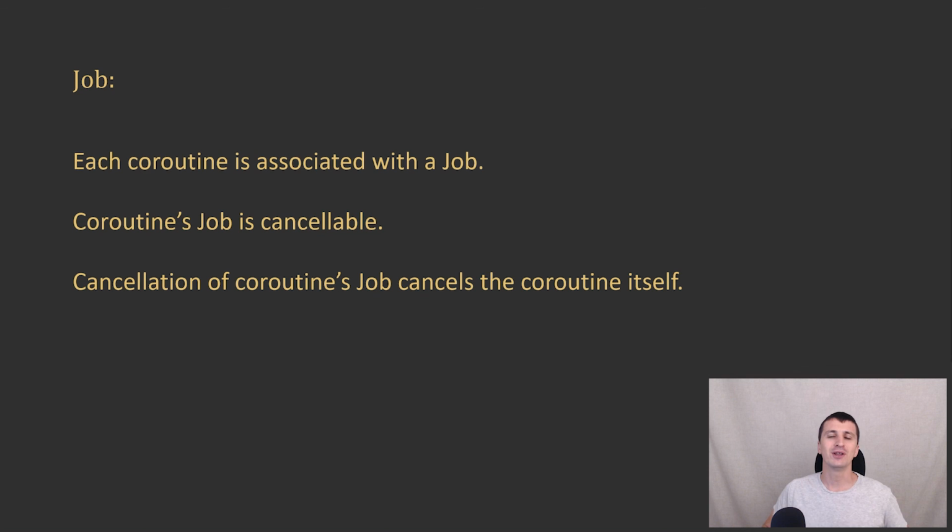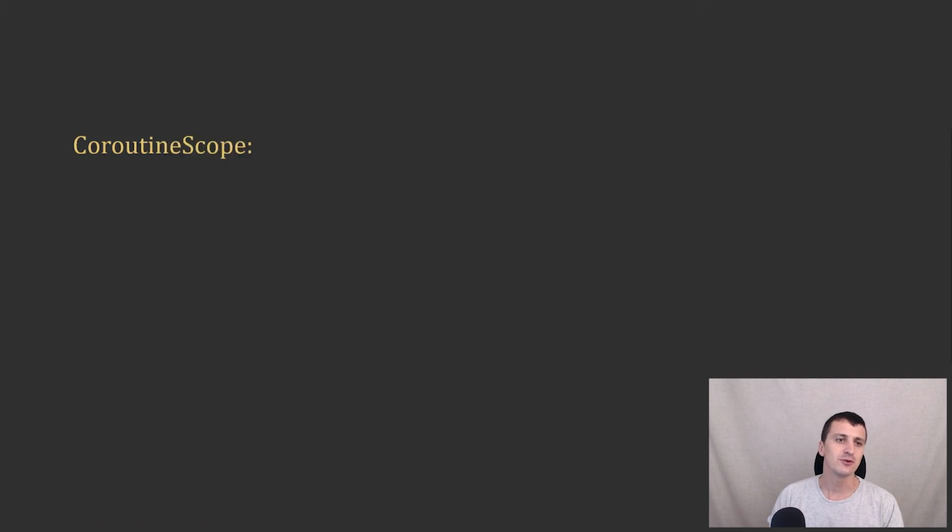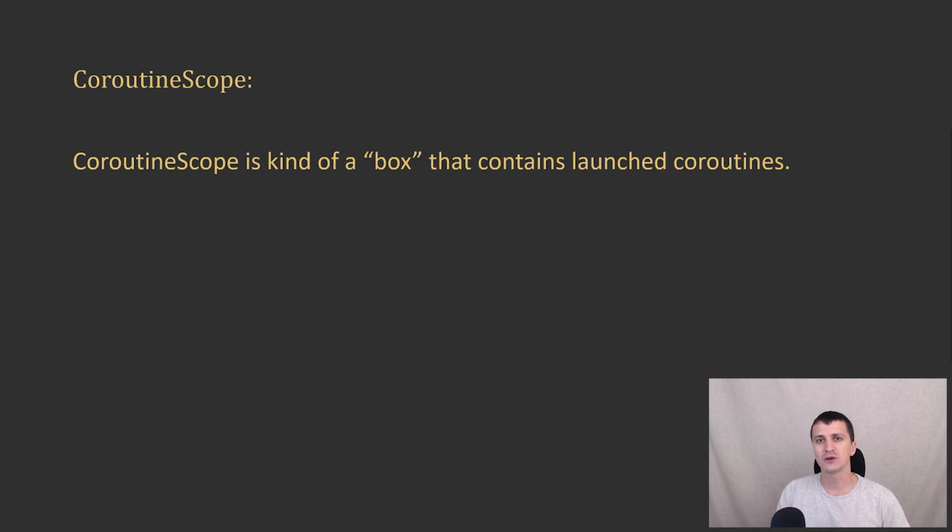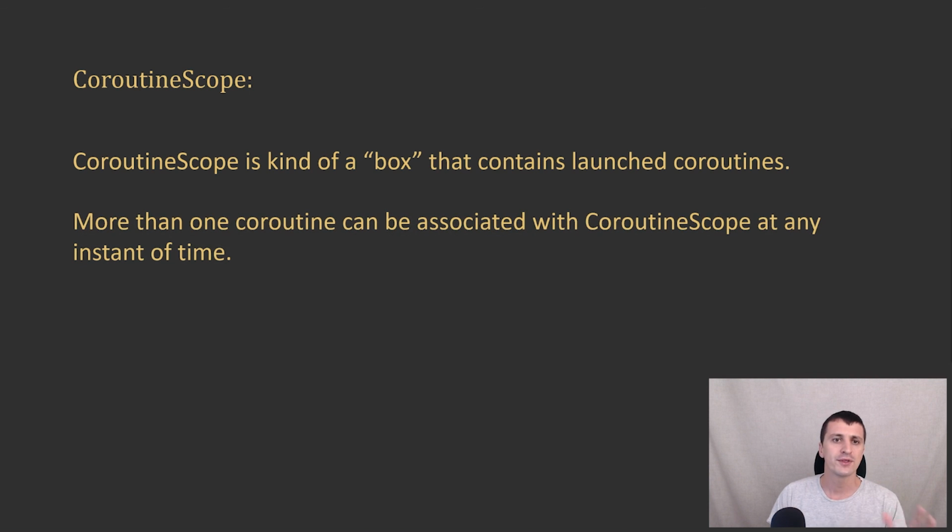However, as you saw, when you have multiple coroutines, and in general, when you want to make sure that some of your coroutines are inactive after a certain point in time or in execution, you don't deal with individual jobs, you go directly to the coroutine scope. What's a coroutine scope? Well, a coroutine scope is kind of a box that contains launched coroutines. You launch a coroutine and you must associate it with some coroutine scope. And you can, of course, launch more than one coroutine within a scope at any instant of time. So you can have multiple concurrent coroutines within one single scope.